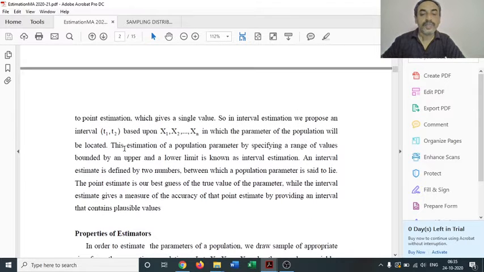That is, if x1, x2, etc., xn is a sample drawn from that population, then based upon that x1, x2, etc., xn, we will propose a set of limits or an interval t1, t2, within which this parameter will be located. So there is a slight difference in interval estimation and point estimation. In point estimation, we are proposing a value as an estimate of the parameter, but in interval estimation, we give a range of values bounded by an upper or lower limit, and this method is known as interval estimation.